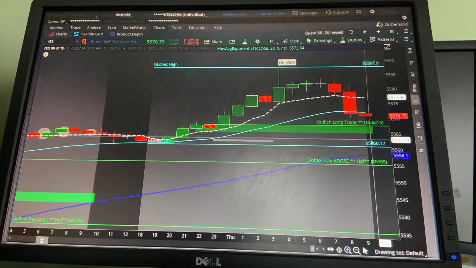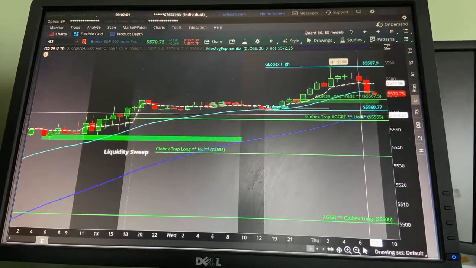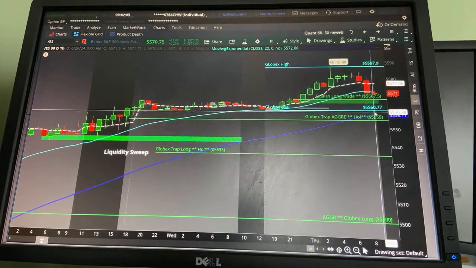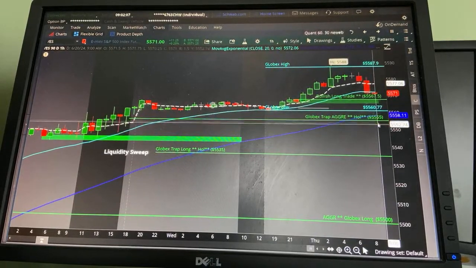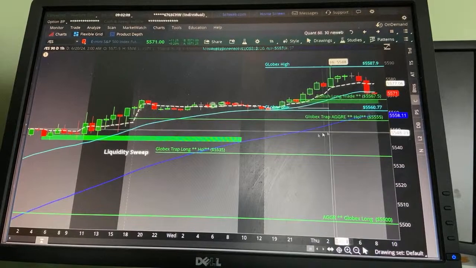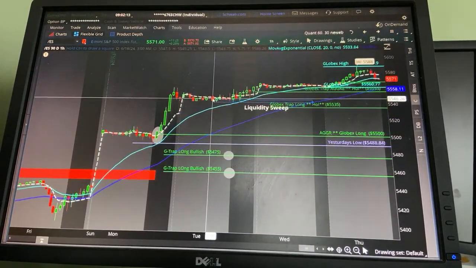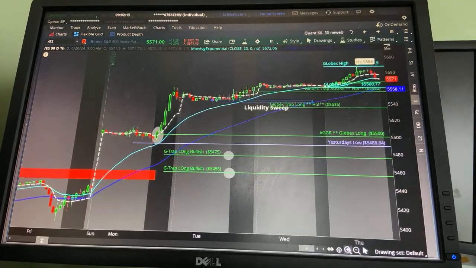So this does qualify. Now, for a Globex trap, we want to have a break below the Globex low, trapping short-term traders or breakout traders coming into a qualified level of demand. With this morning, there's really not a high quality level of demand.